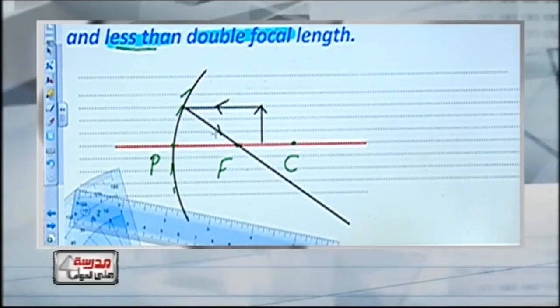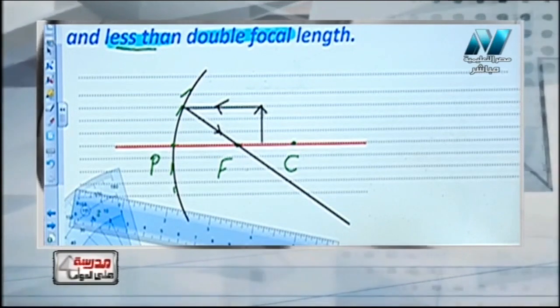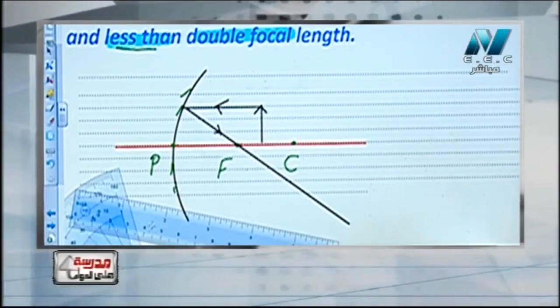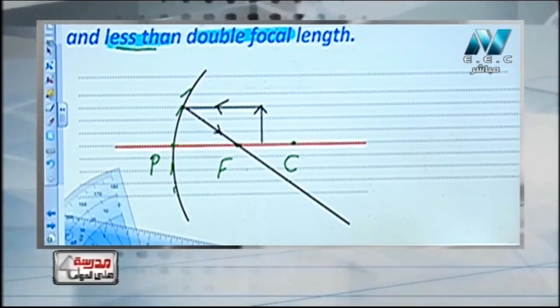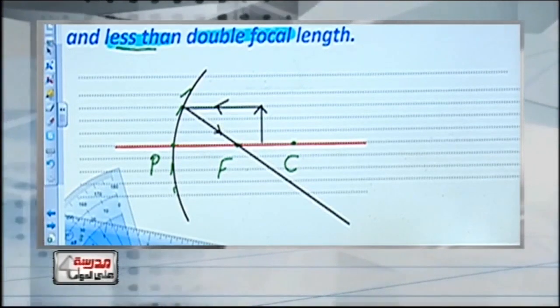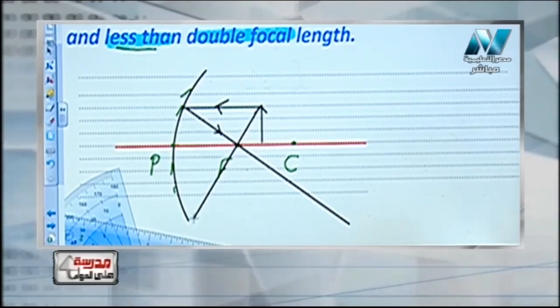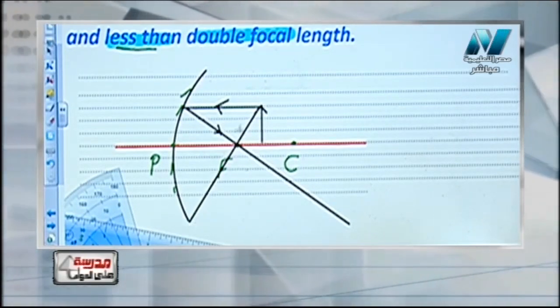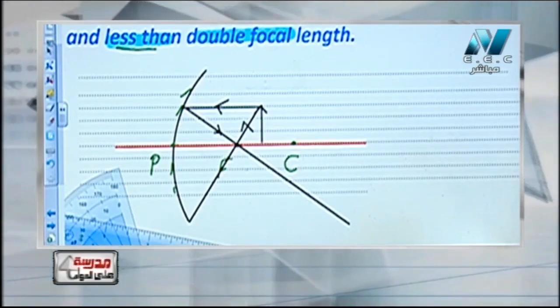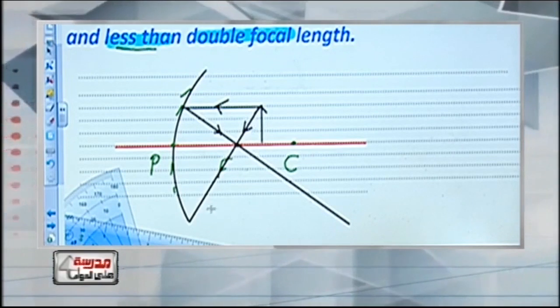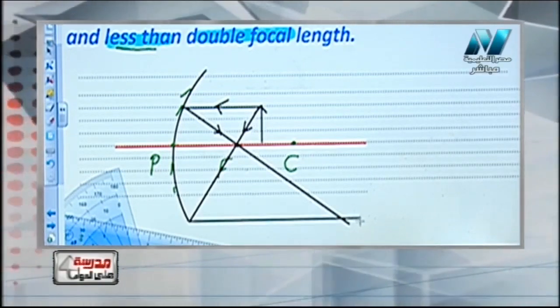And we have another rule, as here the light ray falls through the focus. So the light ray falling through the focus, in this case, will reflect parallel to the principal axis. Don't forget to draw the direction of the light ray. So the light ray reflects parallel to the principal axis.